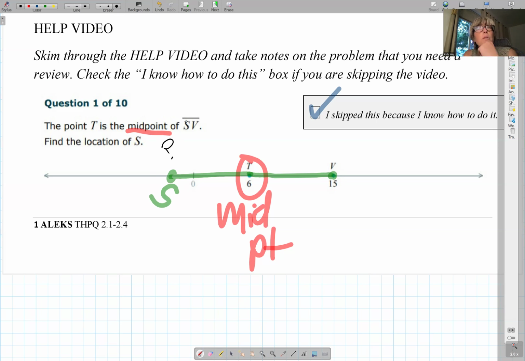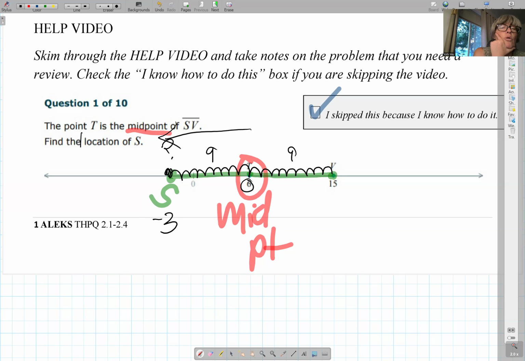So by definition, midpoint means middle. So I figure out how many bunny hops are between 15 and 6. 1, 2, 3, 4, 5, 6, 7, 8, 9. There's 9 bunny hops. 6 plus 9 is 15, which means there's 9 bunny hops this way. 1, 2, 3, 4, 5, 6, 7, 8, 9. And if I'm starting at 6 and I go 9 this way, the coordinate is going to be -3. Coordinate means position or location. So the location of S is -3.